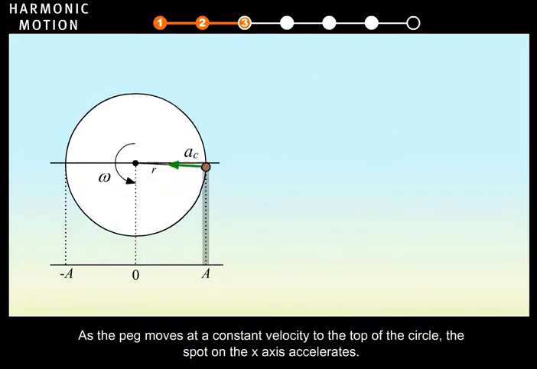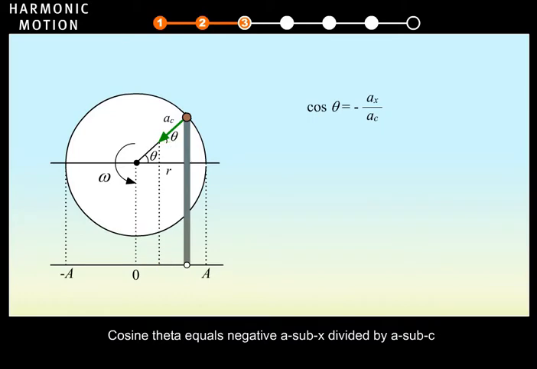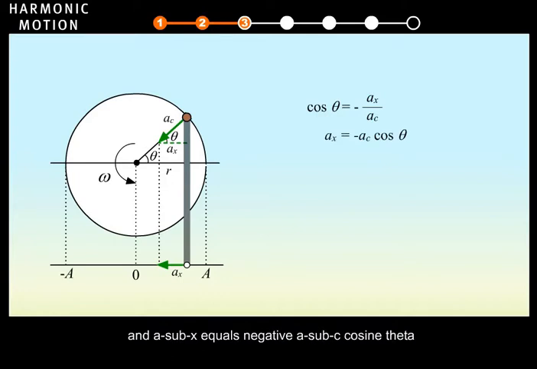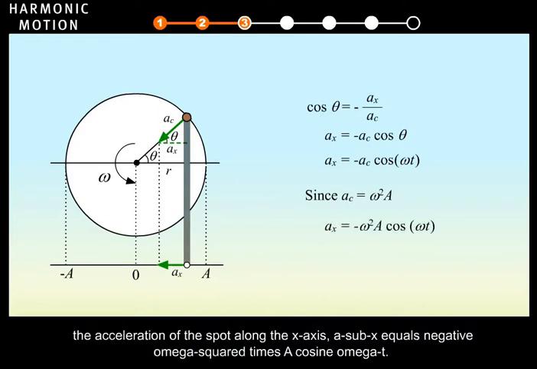As the peg moves at a constant velocity to the top of the circle, the spot on the x-axis accelerates. Cosine theta equals negative a sub x divided by a sub c, and a sub x equals negative a sub c cosine theta, or a sub x equals negative a sub c cosine omega t. Since the centripetal acceleration a sub c equals omega squared times A, the acceleration of the spot along the x-axis, a sub x, equals negative omega squared times A cosine omega t.